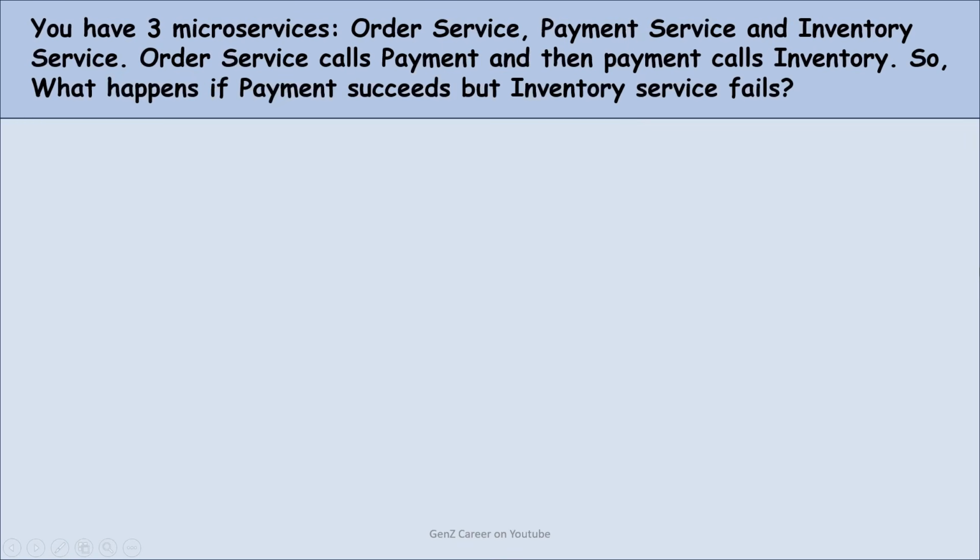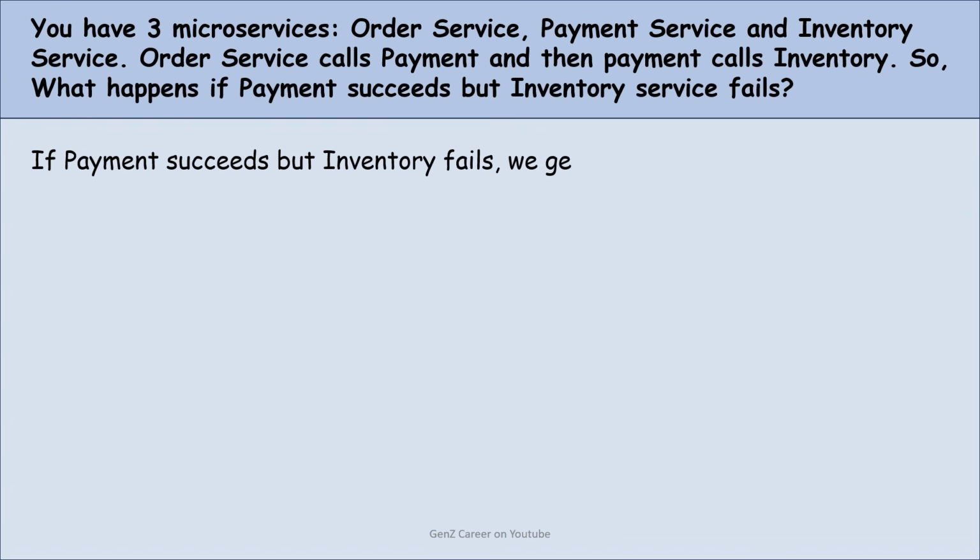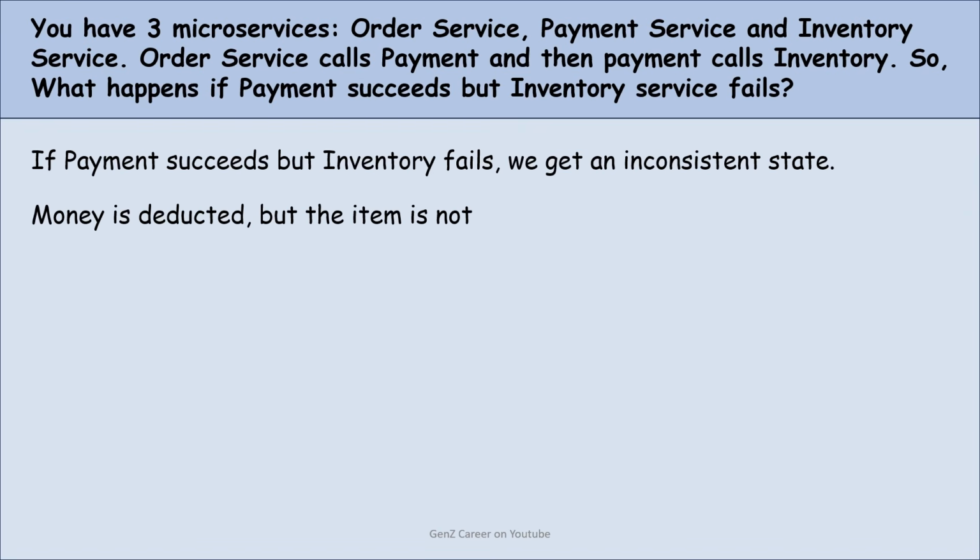First question is, you have three microservices: order service, payment service, and inventory service. Order service calls payment and then payment calls inventory. So what happens if payment succeeds but inventory service fails? So guys, if payment succeeds but inventory fails, we get an inconsistent state. Money is deducted but the item is not reserved, so the order cannot be completed.